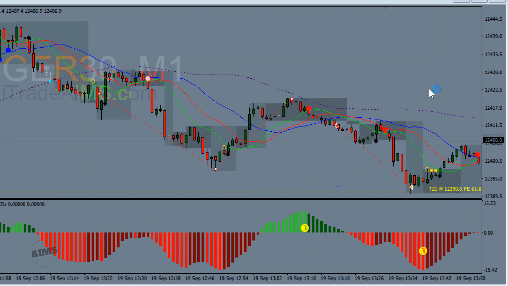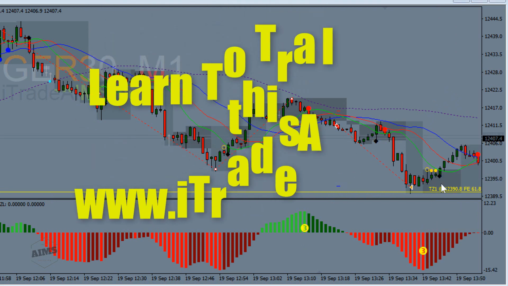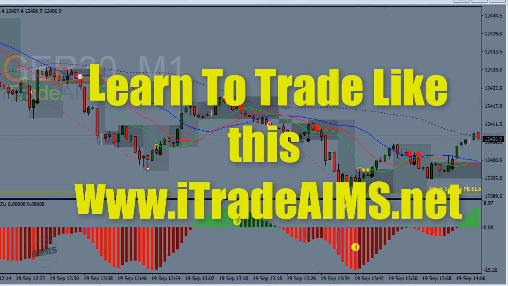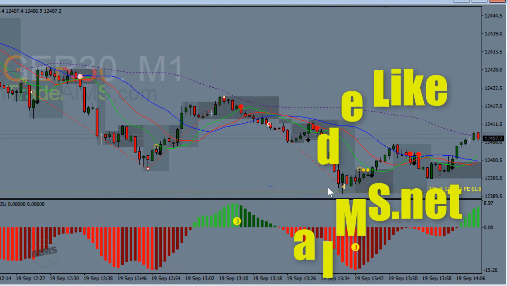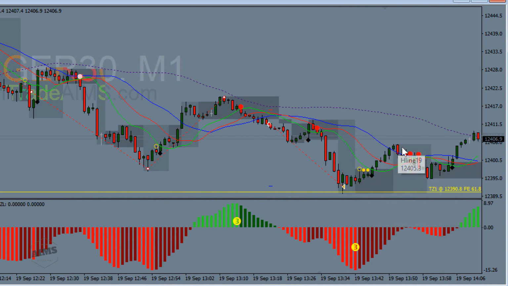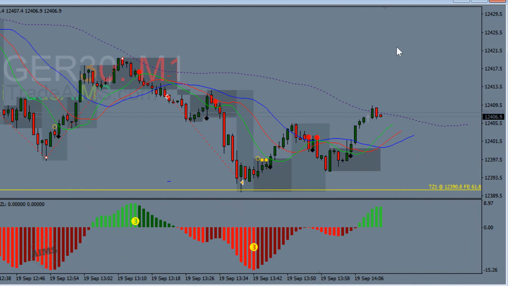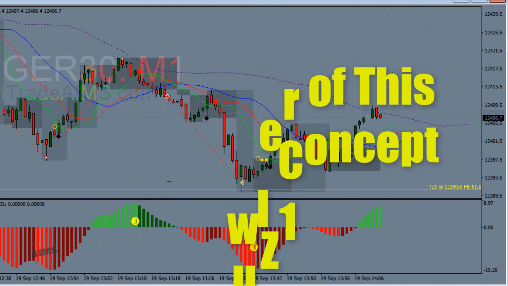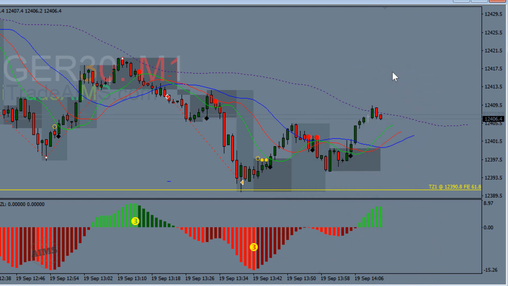And to show you how important and how powerful target zone 1 is, you can see now price bounced off it, took our target points, and then it bounced and went up. This is the power of target zone 1. You gotta learn it. It's a very, very powerful thing.